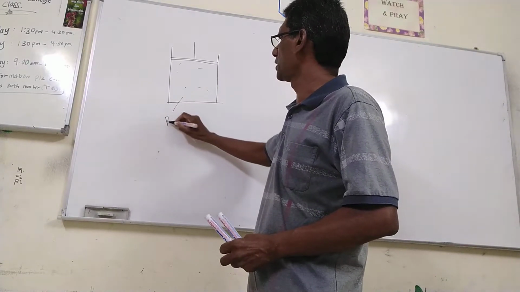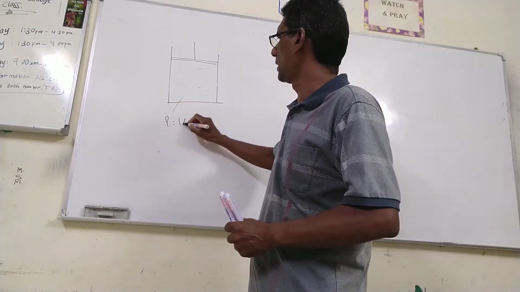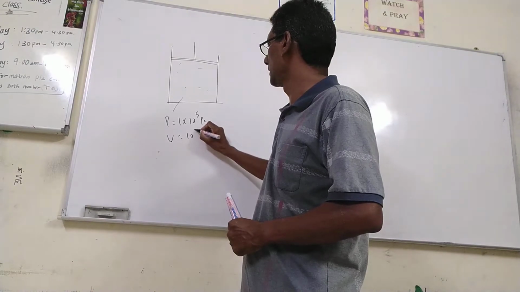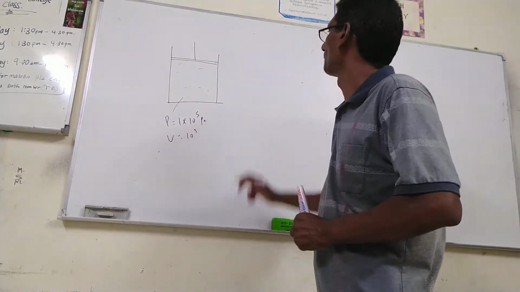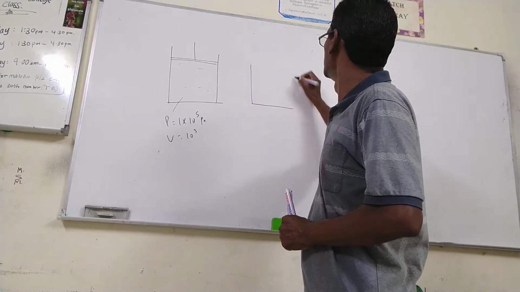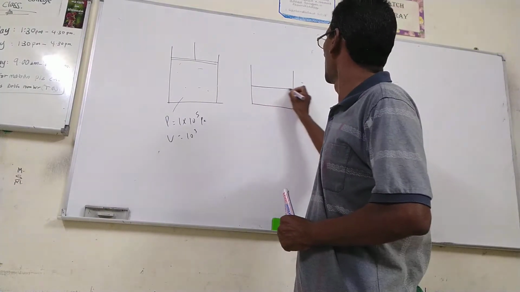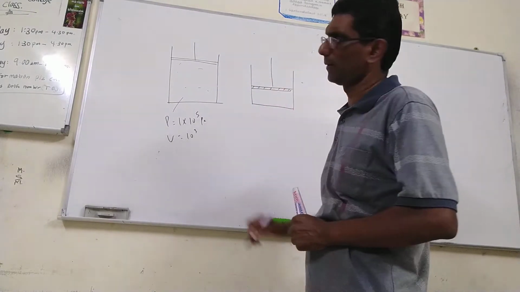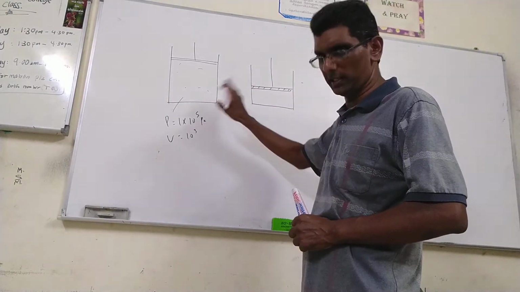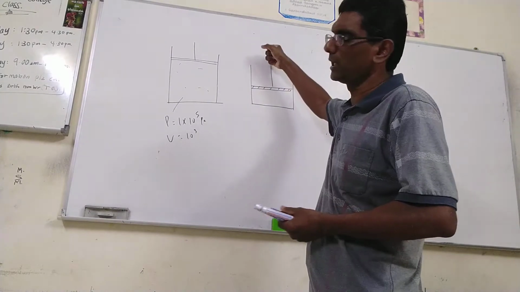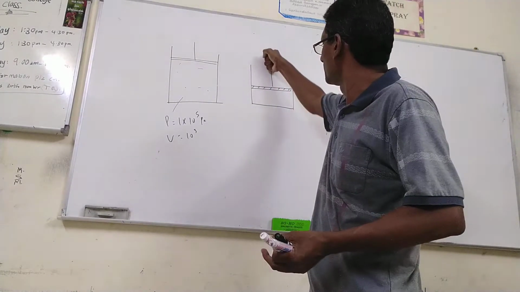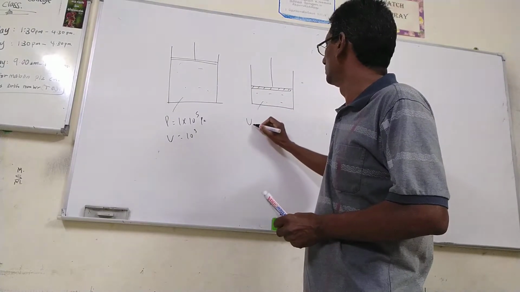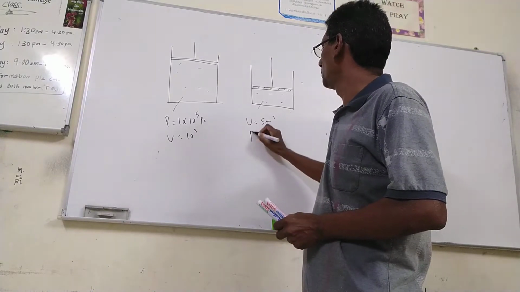There is a gas with pressure equal to 1 times 10 power 5 Pascal and volume equal to 10 meter cube. It is the same container, not two containers. They bring the piston down, and as a result the volume becomes 5 meter cube. What is the new pressure?